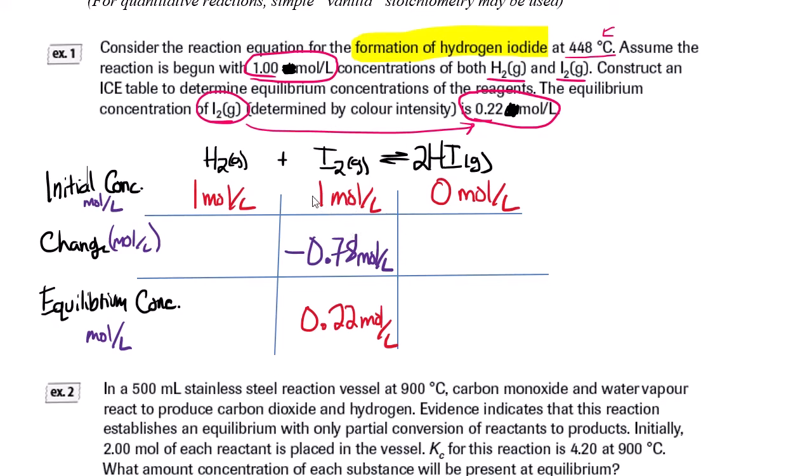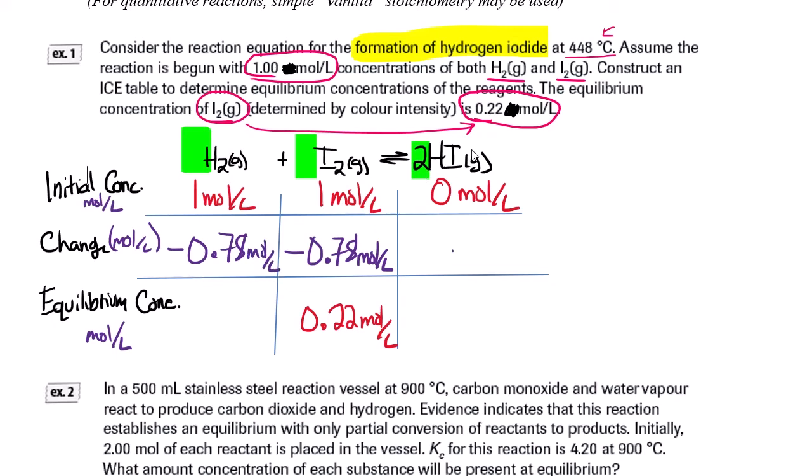And once I know one of the changes here, then I'm set, because I can figure out the change here and the change here, making sure that I pay attention to the coefficients. So this is why my equation needs to be balanced. My iodine and my hydrogen react in a 1-to-1 ratio. So if my iodine decreases by 0.78 moles per liter, my hydrogen will also decrease by 0.78 moles per liter.